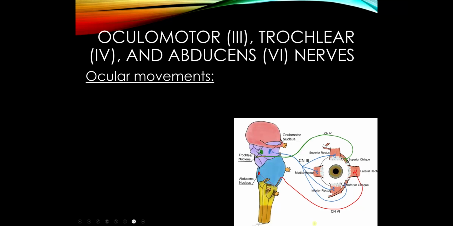So first, let's just look at this drawing here that we have of the brainstem, and notice that we have the trochlear nucleus as the only cranial nerve here that exits the dorsum of the brainstem. So this has a very long course from the back of the midbrain all the way around to the superior oblique muscle. Then we have the abducens nerve, which also has a very long course that goes out to the lateral rectus.